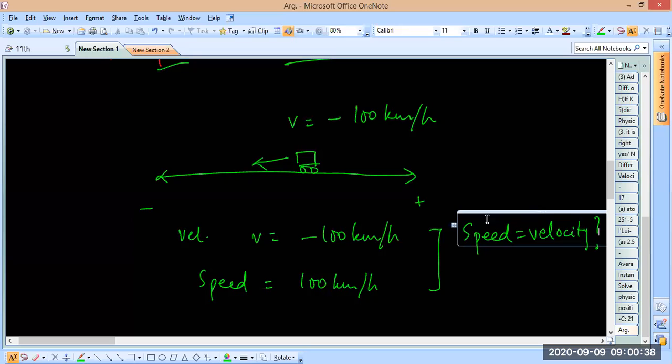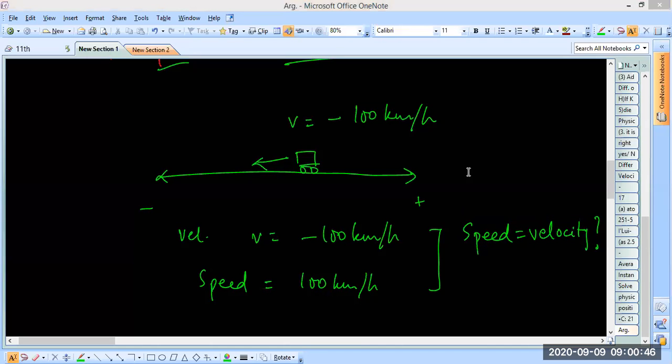We have got several answers now from your side. The correct answer is no. See, it's not going to be equal. I'll tell you why. Because they are different quantities. Speed is something, right? And velocity is something else. They're different, right?